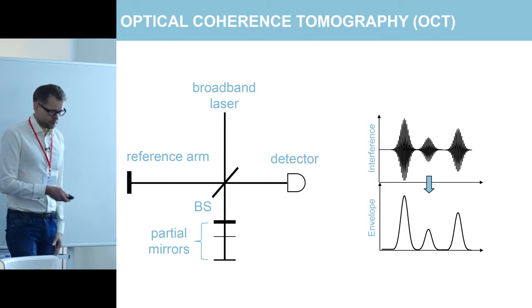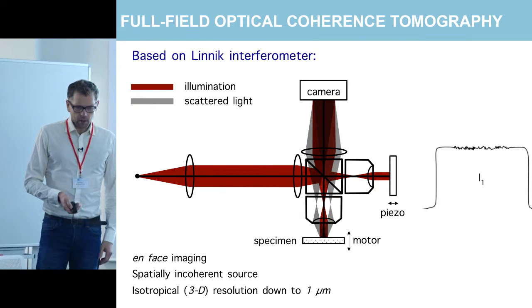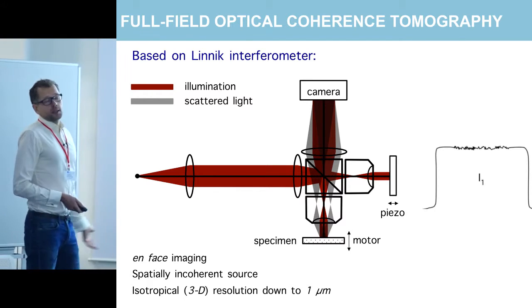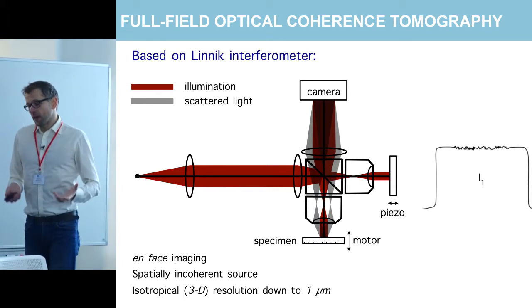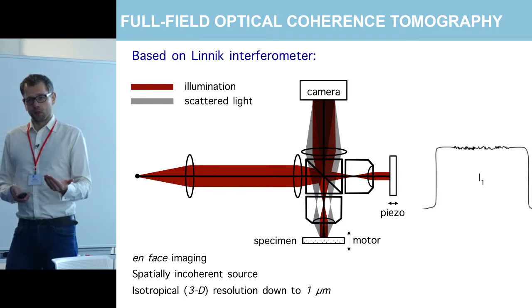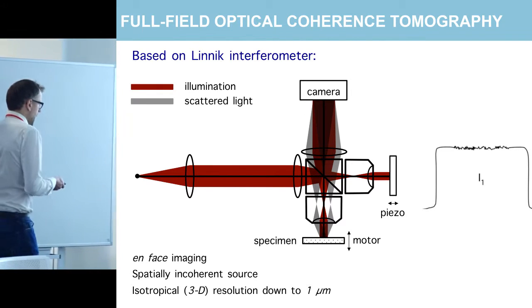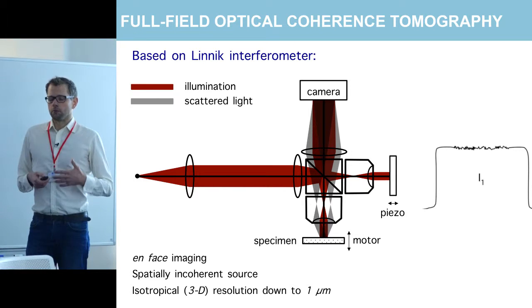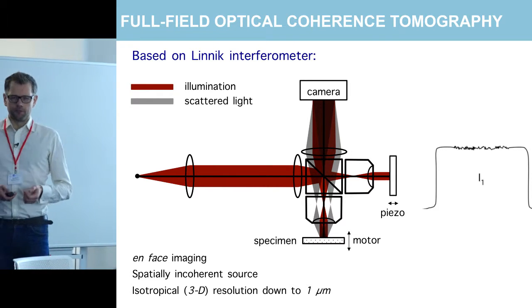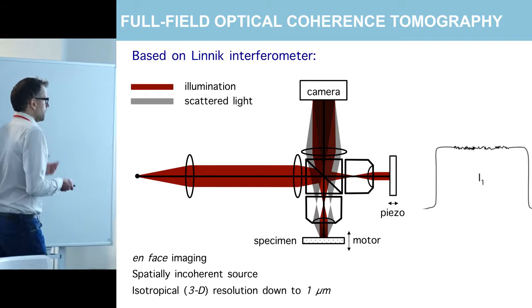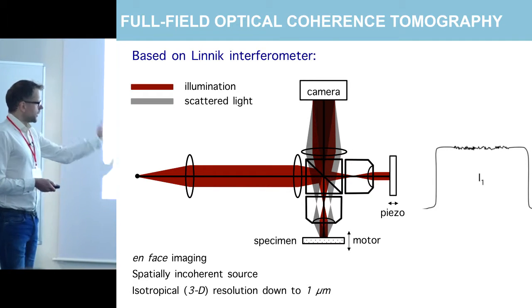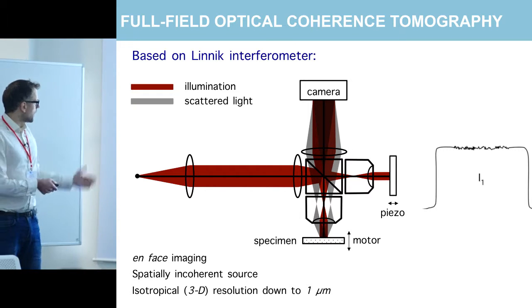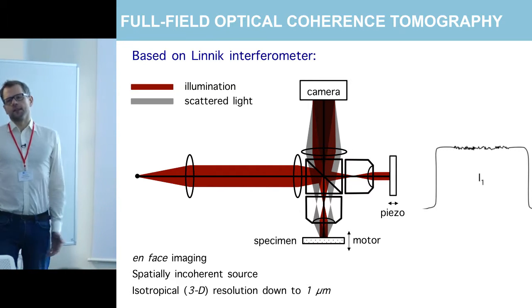What we use is a camera instead of a point detector to speed up the process of en-face image acquisition. And we also put high NA objectives to achieve a higher resolution. Then what you do, you basically send collimated light onto the sample, and you can use any light source. You don't need lasers now.